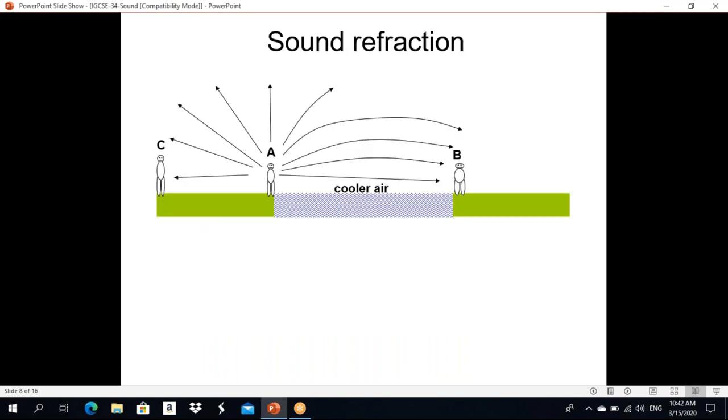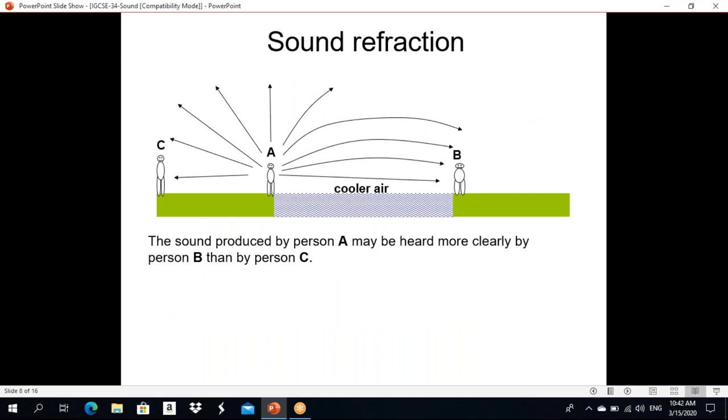Sound refraction. Look at the refraction of sound. The sound produced by person A may be heard more clearly by person B than by person C. The cooler air over the water refracts the sound wave downwards. So this is called refraction of sound. Sound is a longitudinal wave, but it can be reflected and refracted.